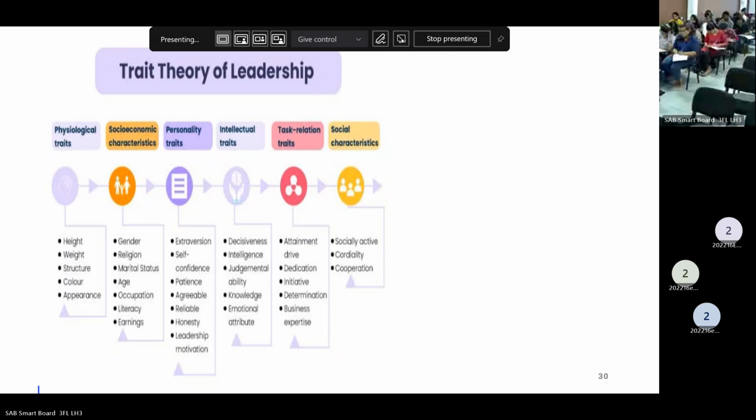Under physical, they include height, weight, structure, color, and appearance, and they give some examples. Okay.